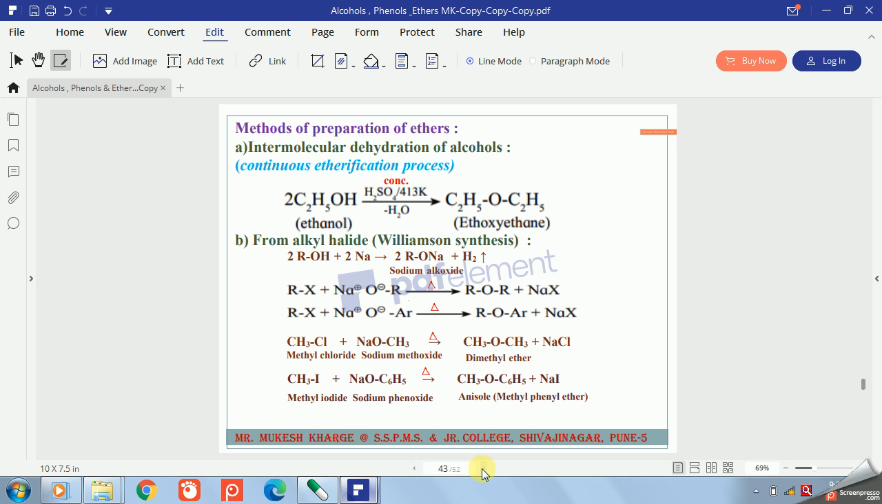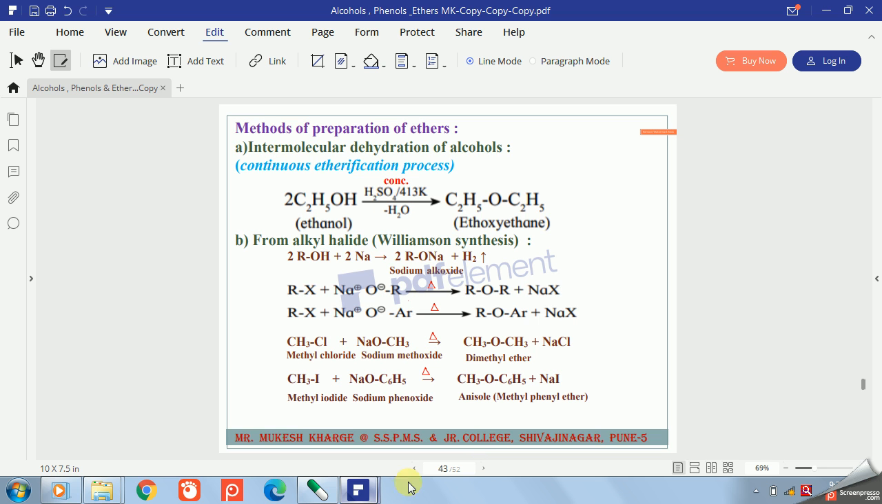So the reaction is in front of you. 2 moles of ethanol or ethyl alcohol react with concentrated sulfuric acid at 413 Kelvin. We get ethoxyethane or diethyl ether plus water. It is not written on the right-hand side, it is written on the arrow with a minus sign, so it is a byproduct.